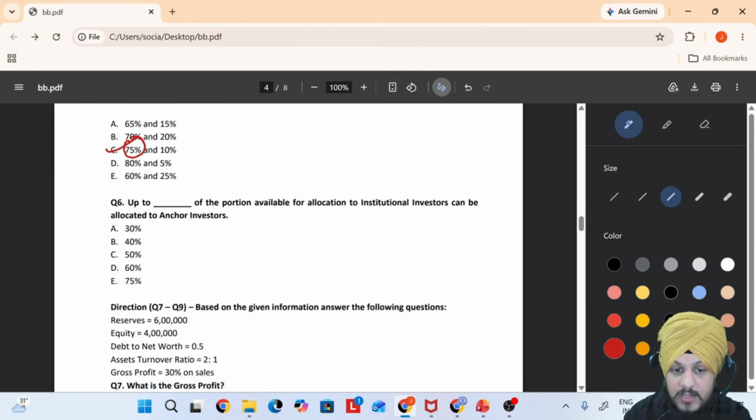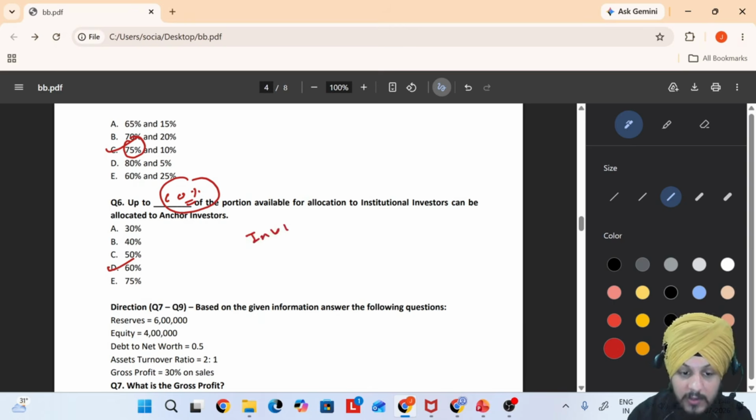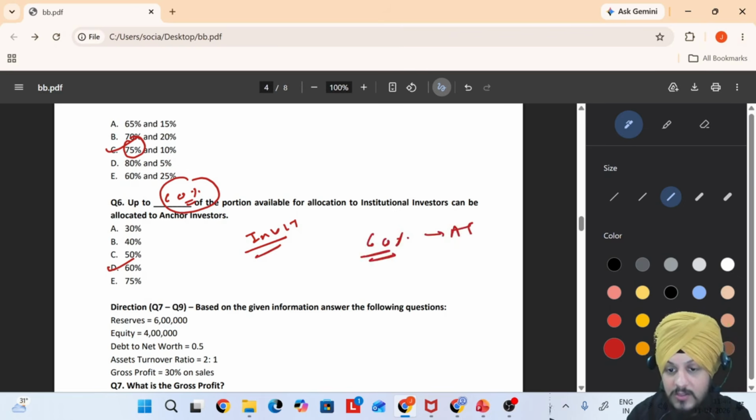Now, question number 6, up to dash of the portion available for allocation to institutional investors can be allocated to anchor investors. So it is 60%, up to 60% if we talk about SEBI regulations. As per SEBI regulation, in the InvIT public issues, the investment manager that is there on behalf of the InvIT can allocate up to 60% of the institutional investor portion to anchor investors. So that is why D is going to be the correct answer to this question.